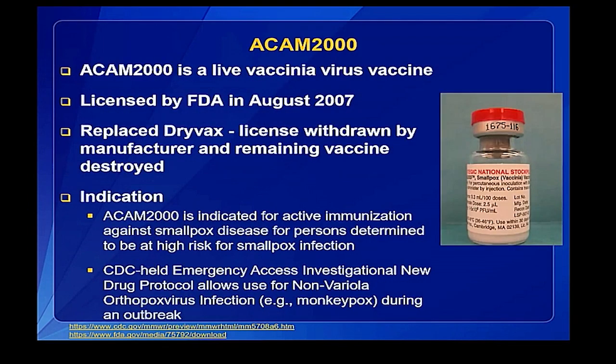The other vaccine, ACAM2000, is a live Vaccinia virus vaccine. This is a replicating virus. ACAM2000 was licensed by FDA in August of 2007. It replaced the previously licensed vaccine, Dryvax. And ACAM2000 is specifically licensed for active immunization against smallpox disease for persons determined to be at high risk for smallpox infection. So consequently, CDC does hold an emergency access investigational new drug protocol to allow the use of ACAM2000 for non-variola orthopox virus infections like monkeypox during an outbreak.